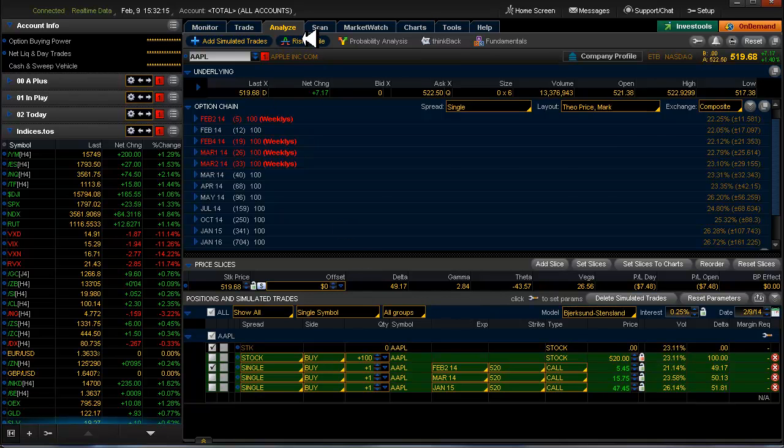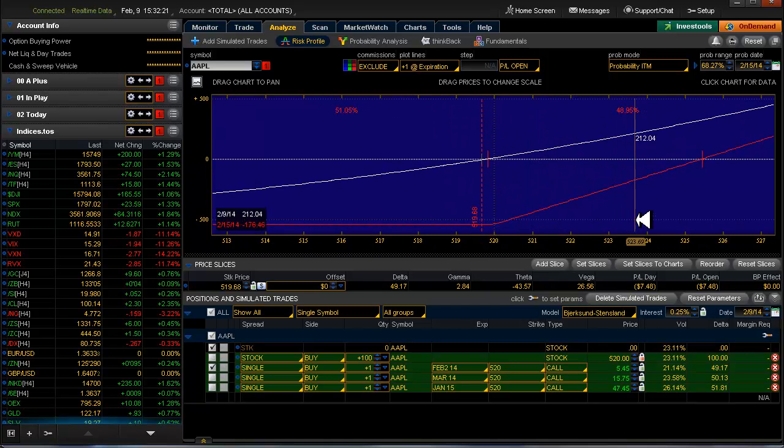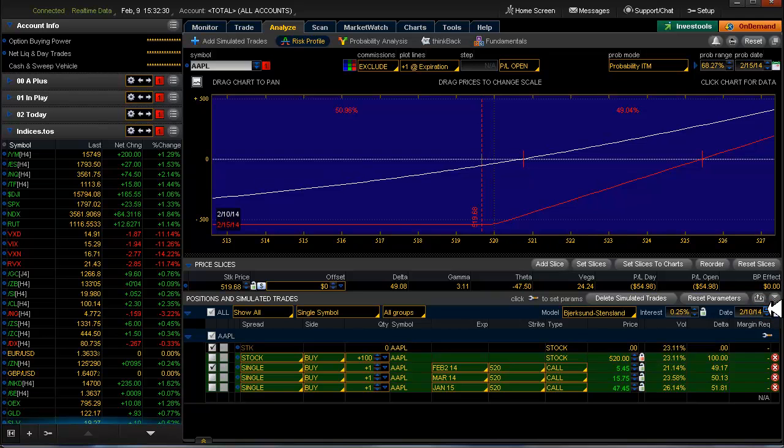So if we were to take a look at a risk profile on that, here it is. I spread this out a lot here so that I could emphasize the difference. And let's advance one day. So this is today, the 9th. We'll go to the 10th. Today's not a trading day, but these are just theoretical calculations based on this Jerkson-Stensland model here.